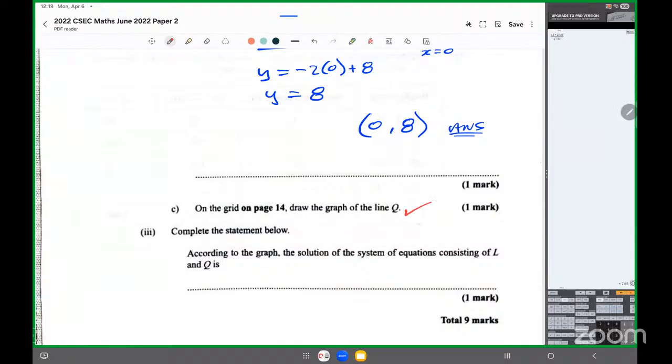Now it says, according to the graph, the solution of the system for line 1 and line 2 is the point where they intersect, the point of intersection. So I have to write it down. It is (3, 2). I have it on the graph. I just need to write it down. It is (3, 2), the intersection.